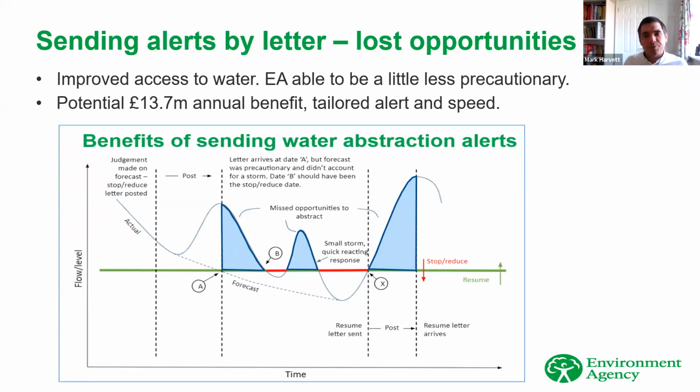I talked earlier about the benefits of these water abstraction e-alerts. Don't worry about the detail in this slide too much, but it shows the benefit of email alerts over postal alerts. If we post an alert, we have to make a judgment call on what the flow will do, what the weather's doing and how much abstraction is taking place. Email alerts allow us to send that alert immediately, so we can better reflect the prevailing conditions, and that means we can improve access to water. Using figures from the National Farmers Union, we estimate an annual benefit of up to £13.7 million for the economy and society for more rapid notifications, improving access to water as flows and levels recover. So this is really big, important stuff.